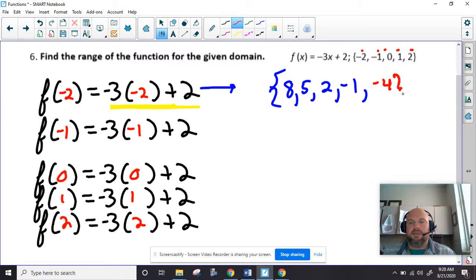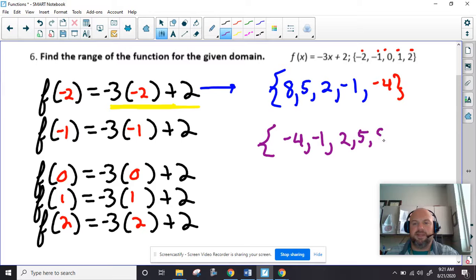Now, for me, this would be okay. On ACT and other things, you would actually see them in this form. You would actually see like -4, -1, 2, 5, 8. It's because they normally put them from least to greatest, but I'm not worried about that. I'm worried right now. Can you actually take this function, plug in these values, and give me the right thing? All right. And that's it. Short, sweet, to the point.